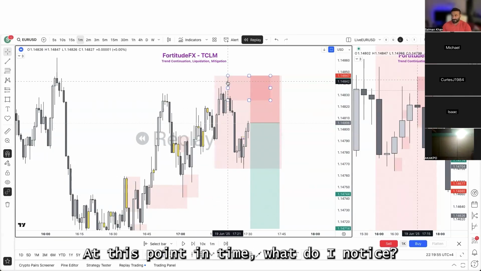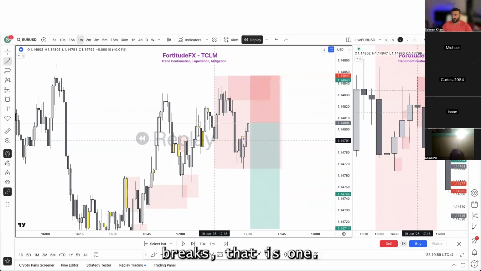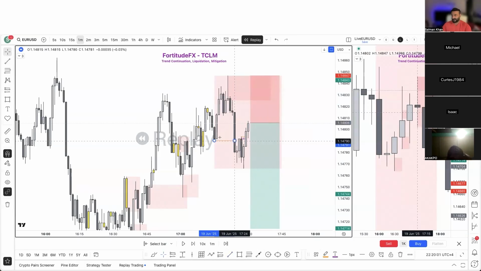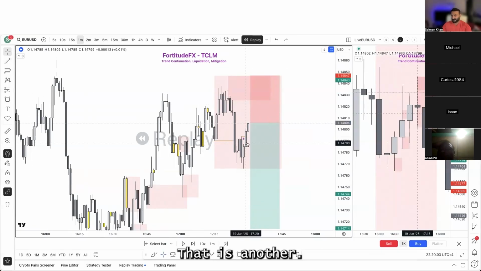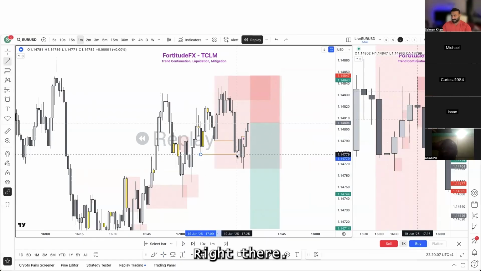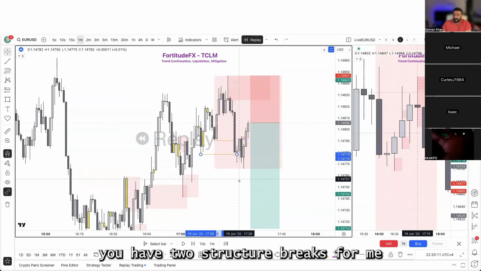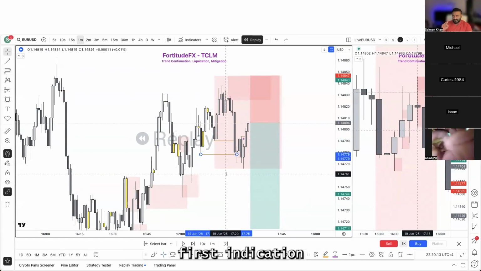At this point in time, what do I notice? You have your structure breaks here. That is one. That is another. Right there. Yeah, you have two structure breaks. For me, that is the first indication that the price is ready to move downwards.